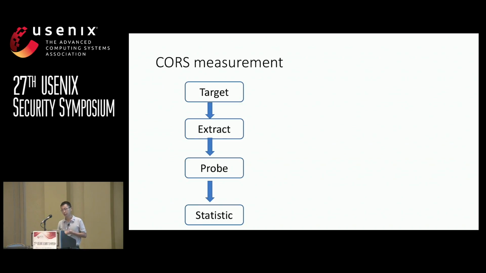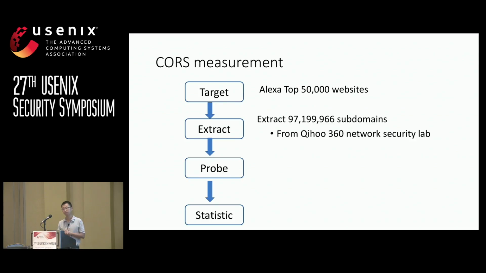Finally, we want to understand the real-world impact of CORS misconfiguration problems. We targeted the Alexa top 50,000 websites and extracted all of their subdomains from a passive DNS database. And for each subdomain, we actively probed CORS configurations.